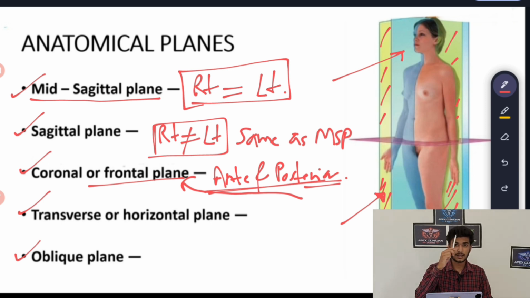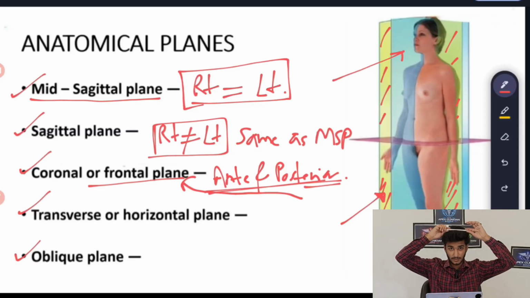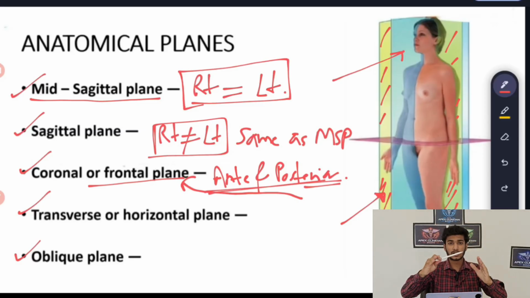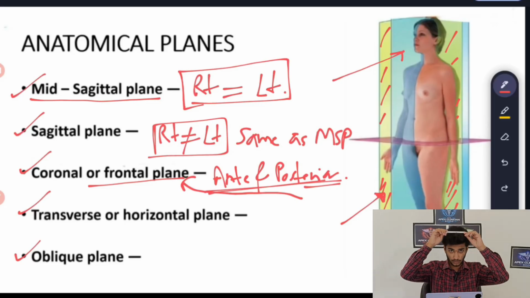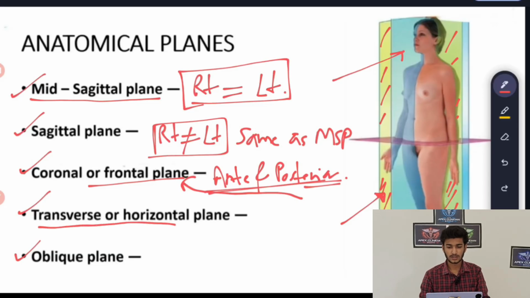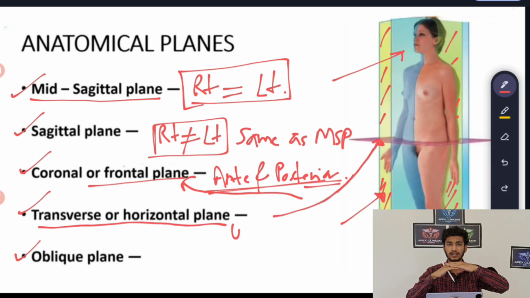The plane that is parallel to it is the sagittal plane, and the plane which is cutting my body into front and back, that is the coronal plane. Then the fourth plane is the transverse or horizontal plane. In this transverse or horizontal plane, you can basically appreciate that the body is getting divided into two parts, the upper part and the lower part.